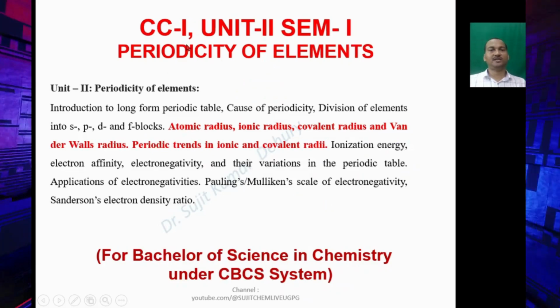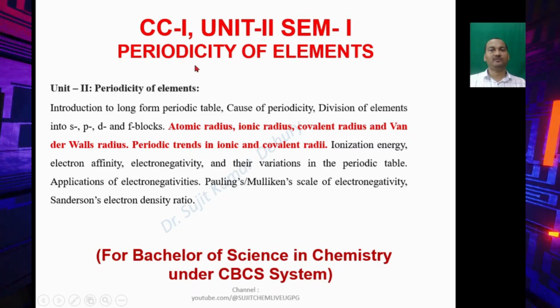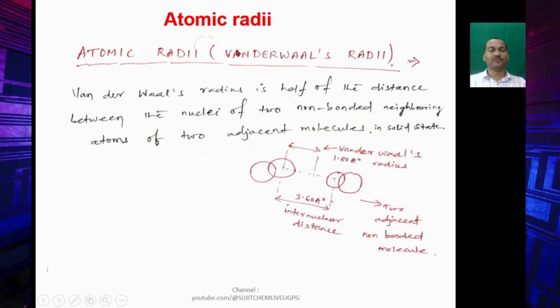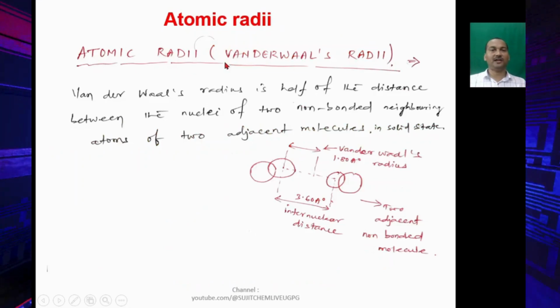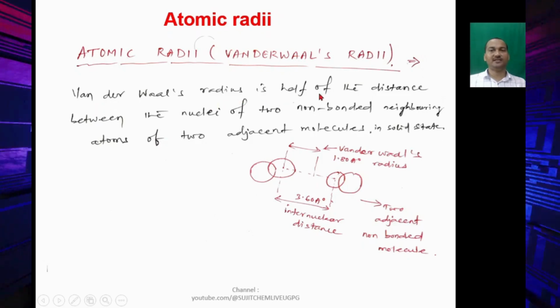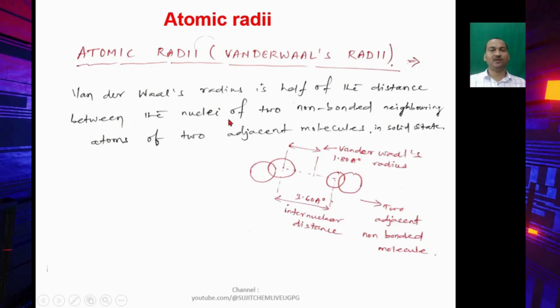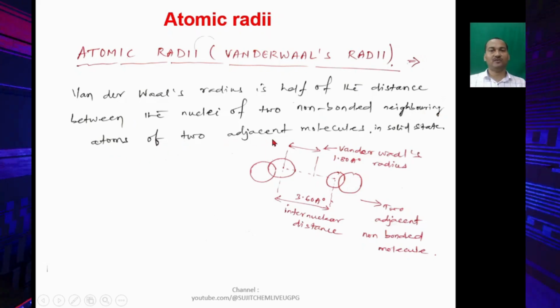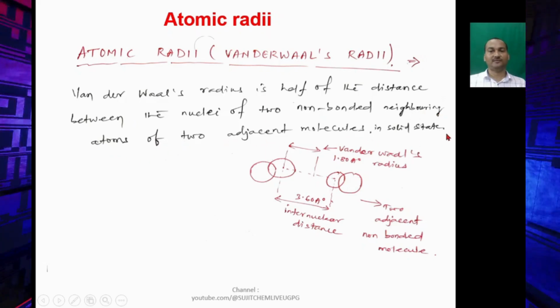This is the syllabus for Core 1 paper Unit 2, Periodicity of Elements. Let's talk about atomic radii or van der Waals radii first. Van der Waals radius is half of the distance between the nuclei of two non-bonded neighboring atoms of two adjacent molecules in the solid state.